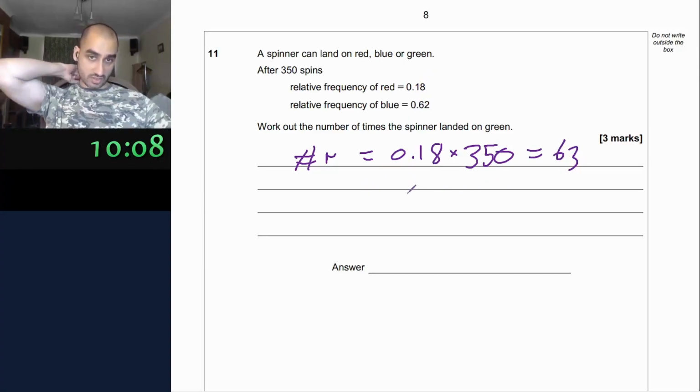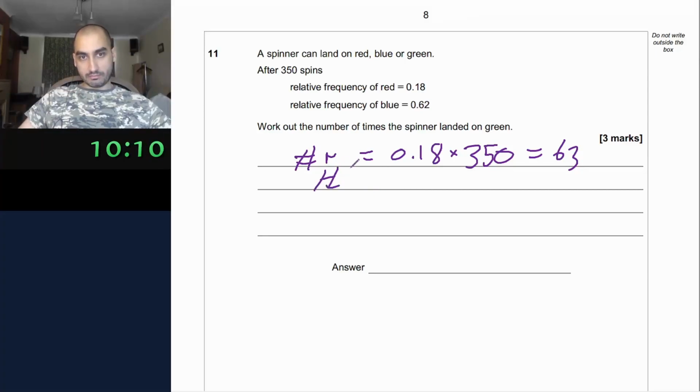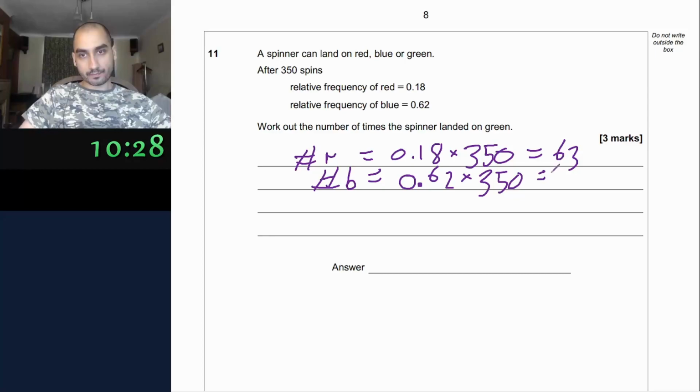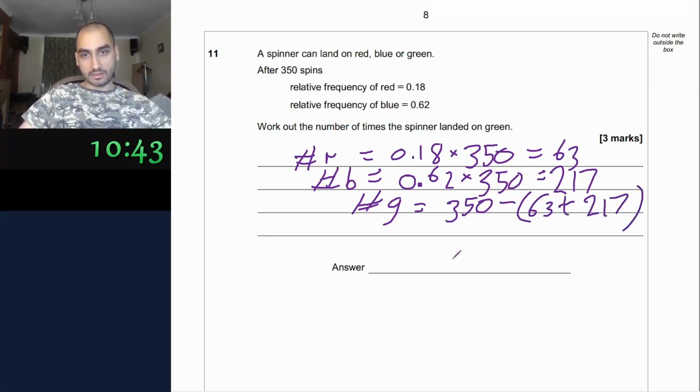Alternatively, you could add these fractions together and just use the remainder, whatever. Number blue equals 0.62 times 350 equals 217. So number green equals 350 minus 63 plus 217, which equals 70.